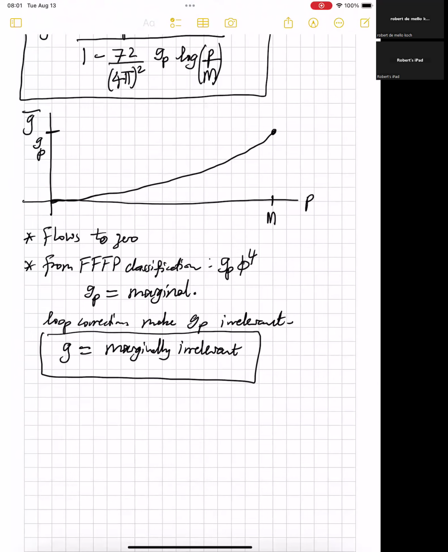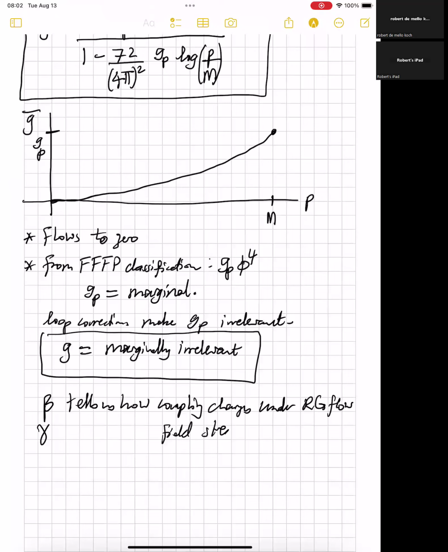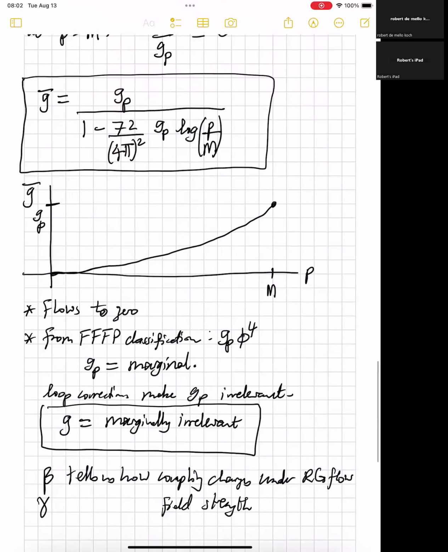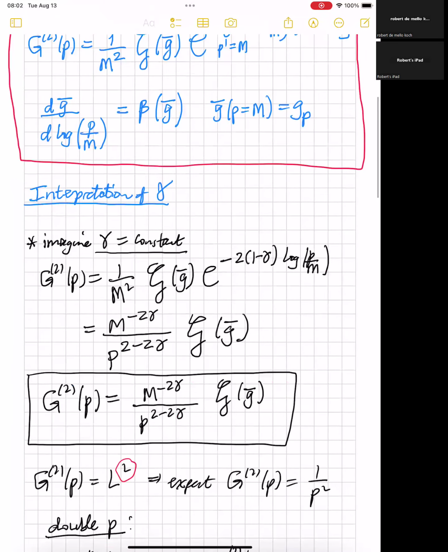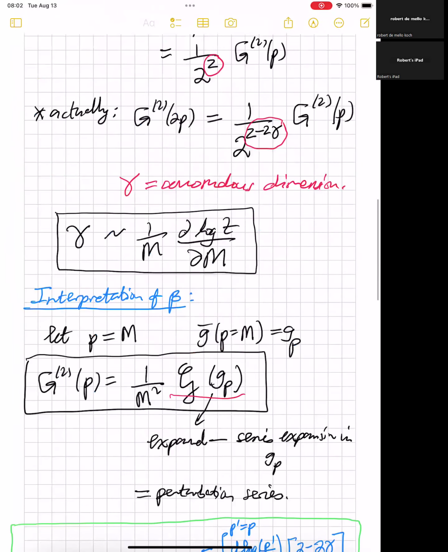So now we know exactly how to interpret the Callan-Symanzik equation. Beta tells us how the coupling changes under the RG flow. And the anomalous dimension gamma tells us how the field strength changes under the RG flow. Okay. And you've seen the argument for this. That's what we've actually developed by using our solution of the Callan-Symanzik equation. Very good.